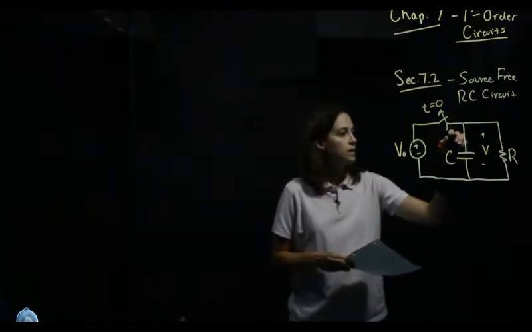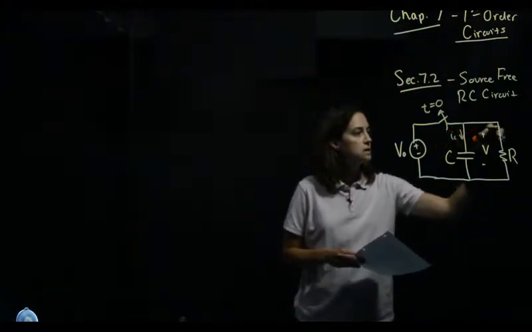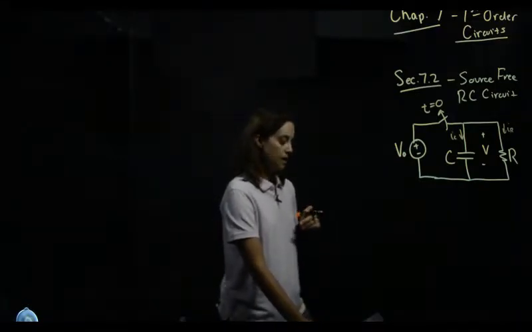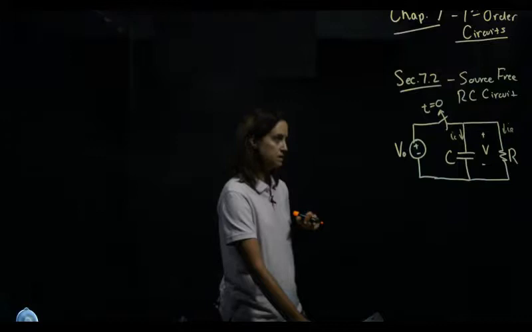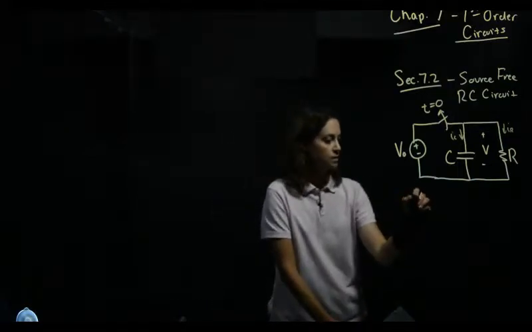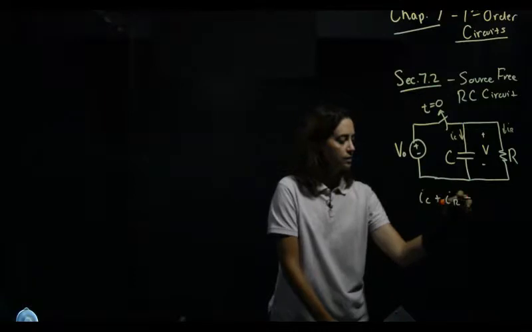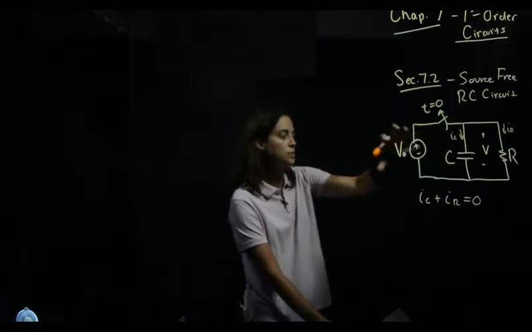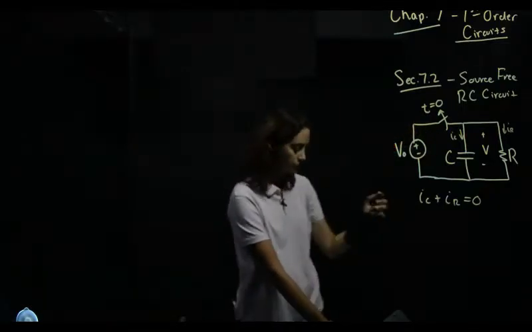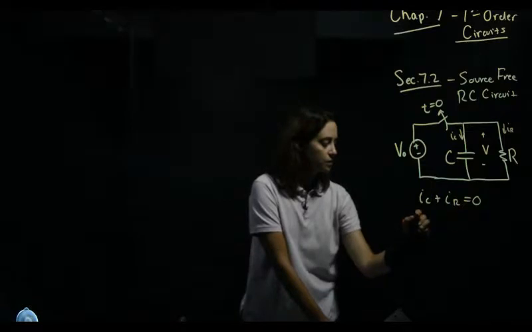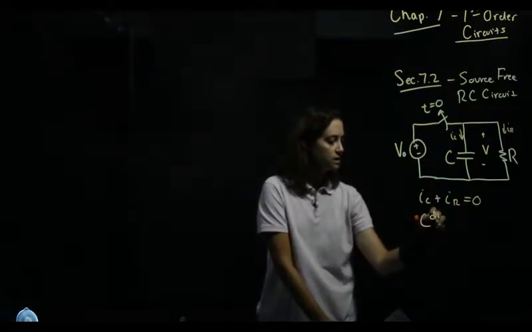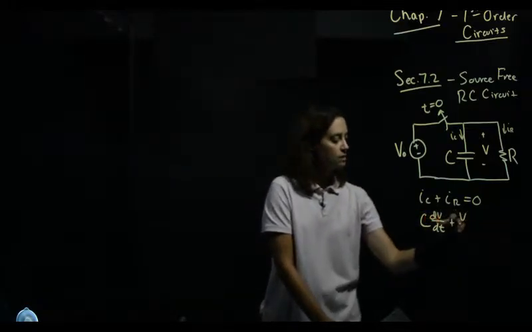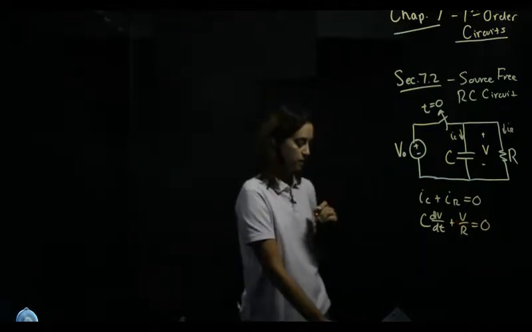Okay, so let's define a couple more things here. I'm going to define an IC and an IR. Yes, they're both leaving. So I know IC plus IR are going to be equal to 0. Again, we're looking at after this switch is open, so this is no longer connected. IC, the current through a capacitor, is C dV/dt. And the current through the resistor, using Ohm's law, is V over R. So I have this equation.